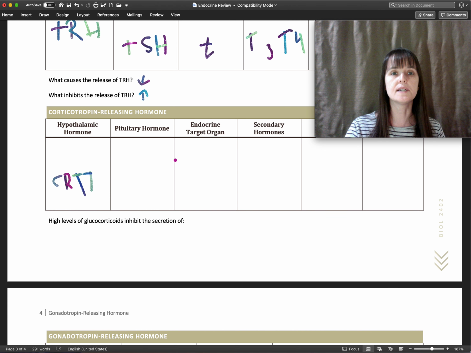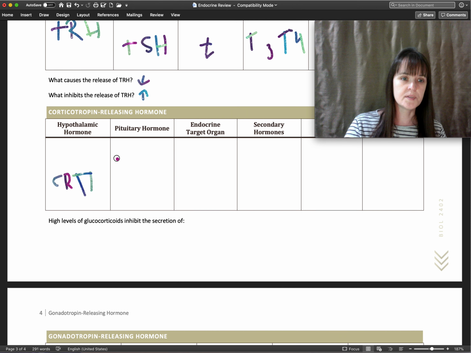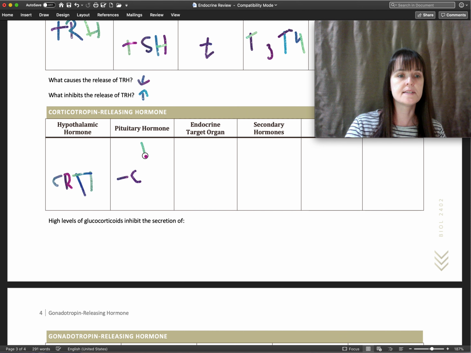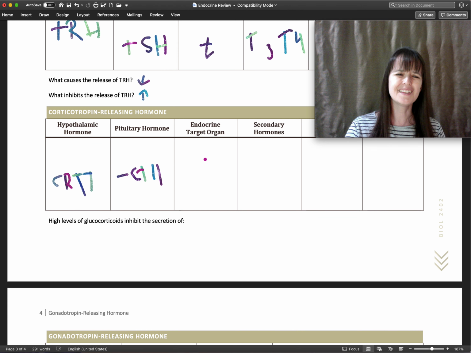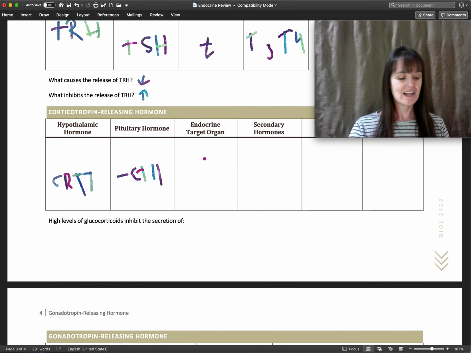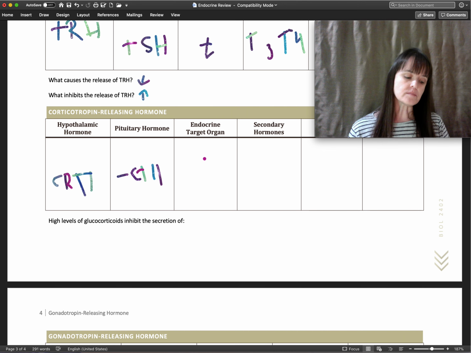They're just disappearing. Okay, pituitary hormone here is ACTH. Really? Oh my good criminy. Okay, I'm not going to write them down.